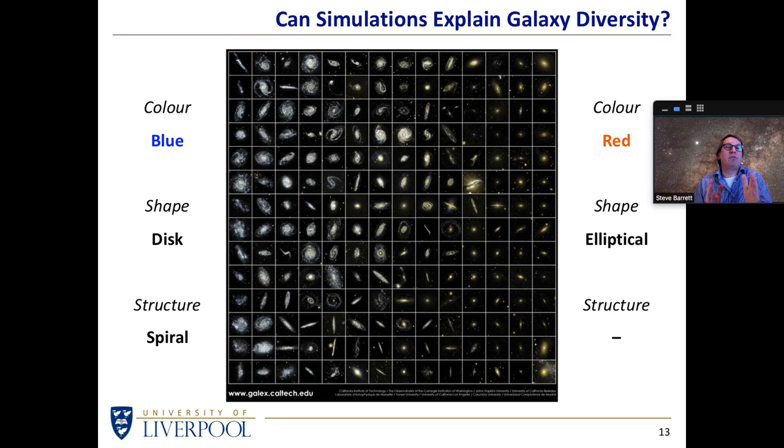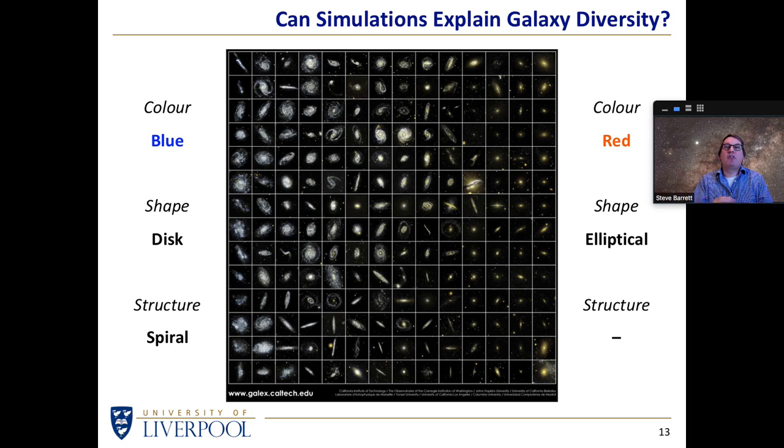And we can put the reddish ones over on the right hand side. These tend to be more elliptically shaped and not have spiral arms and not seemingly have much structure at all. So can we explain this diversity of galaxies that we see in the observable universe? Can we actually extract that from our simulations?